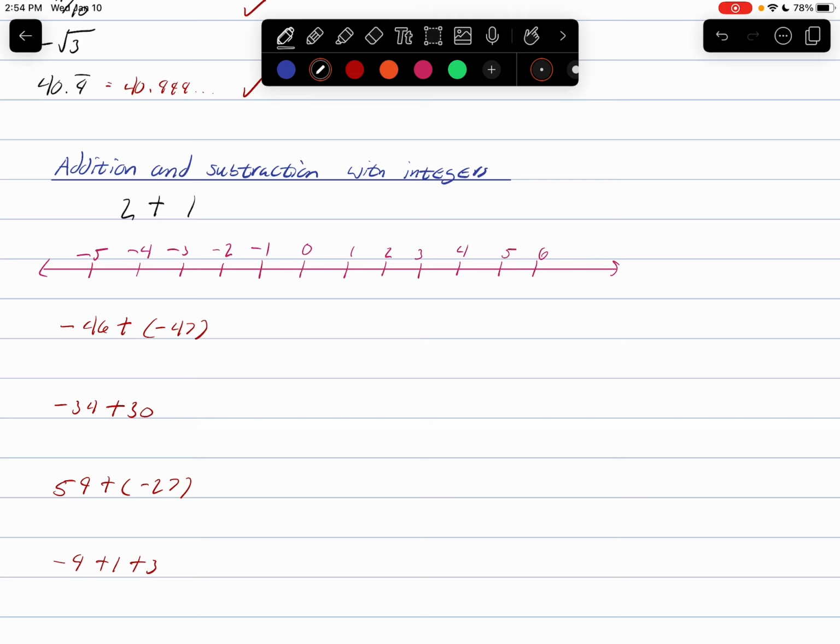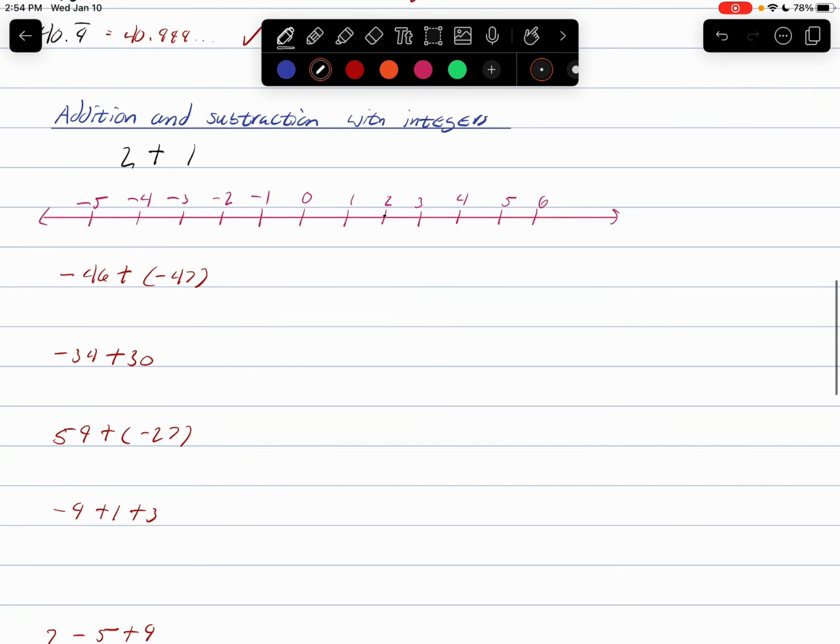So a very simple problem here. Hopefully we all know what 2 plus 1 is, but I just want to give a little idea of what's going on here. If we start with the number 2 and we add 1, we're going to move to the right 1. We're adding 1 to it. Okay, we have a positive number. We're adding another number to it. So if we move to the right 1, we get that the answer is 3.